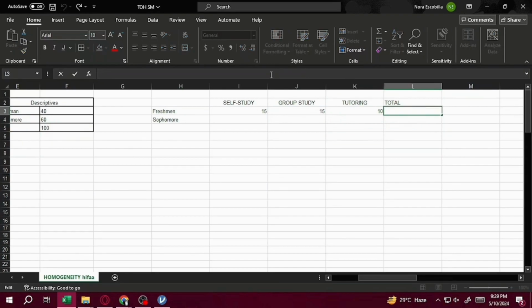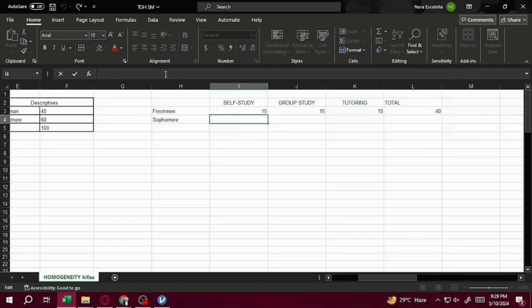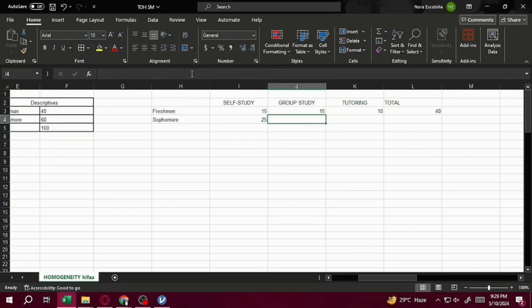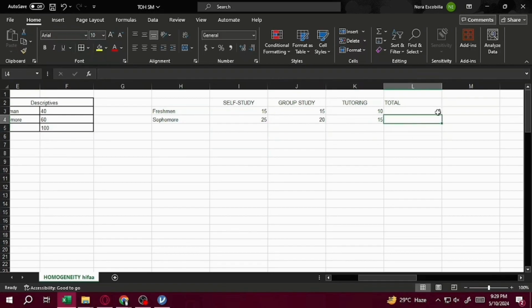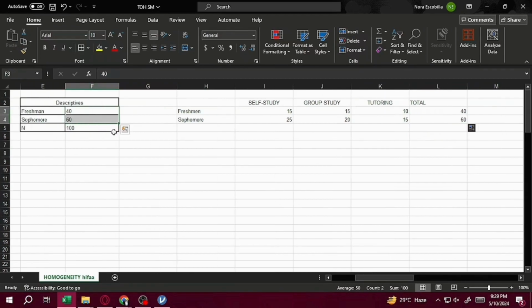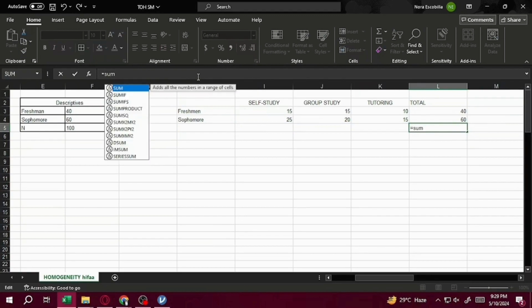After we write all the values for freshmen, let's sum it all. Equal sum, then copy, and the result is 40. So the total of the freshman respondents is 40. So let's proceed to the sophomore. The value of sophomore for the self-study is 25, while the group study is 20, and last the tutoring, the value is 15. So let's add this together and we have 60 total. As we can see, the total of freshmen is 40 while the sophomore is 60. And let's add this together, we have 100, and it is similar to our descriptives.